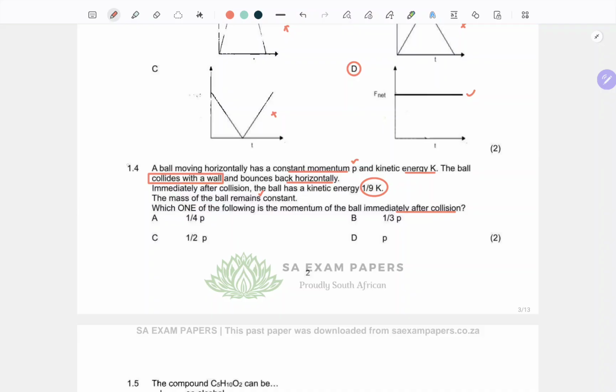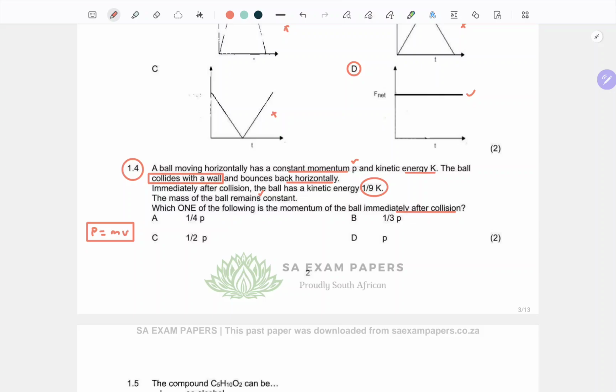Now, folks, this one is one of those questions where you can't just pick an answer. Yes, you can be lucky and guess it, but it's not so easy. First of all, we know that momentum P is equal to mass times velocity. This is very important.